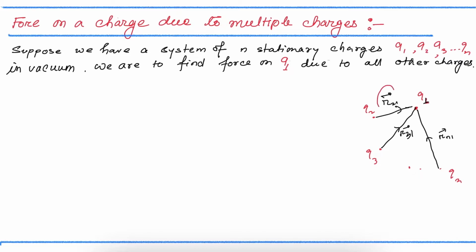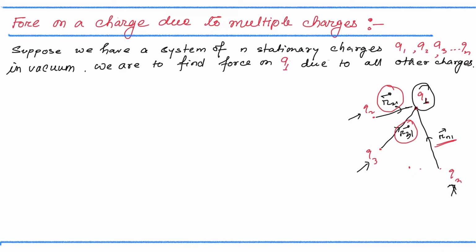So displacement from Q2 to Q1 is R21, that from Q3 to Q1 is R31, and from Qn to Q1 is Rn1. So these are the displacements we have considered. Now we are to find the force on this charge Q1 due to the remaining charges in this system. Okay, so how to do that?